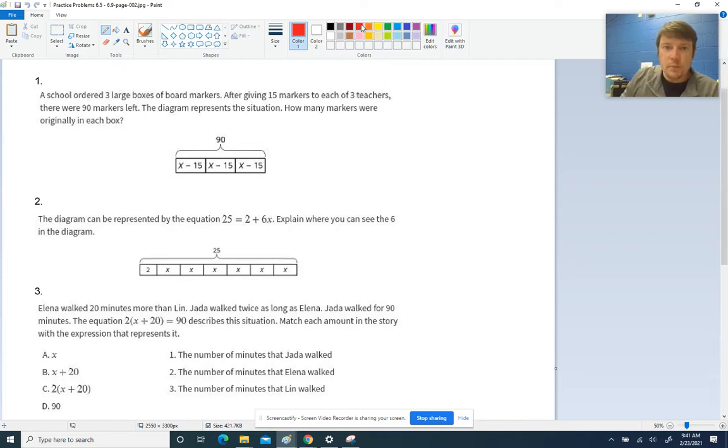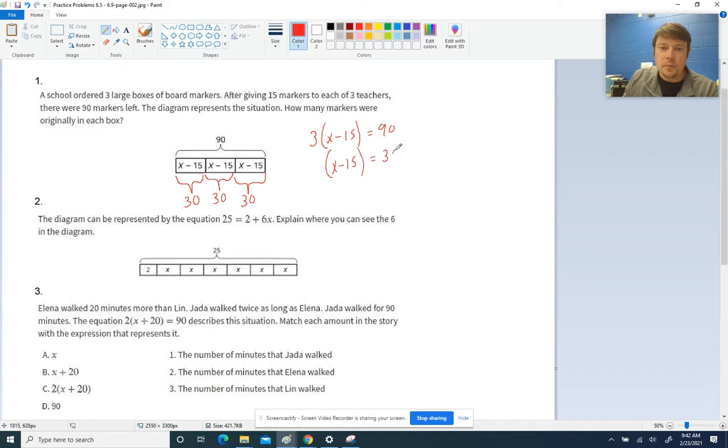Well, I'm going to reason through this one. If 3 groups of these large boxes had 15 taken away, that makes sense that x minus 15 is there. So I can clearly see that every one originally had 30, because 30 times 3 is 90. So I can break that up into 3 groups of 30.